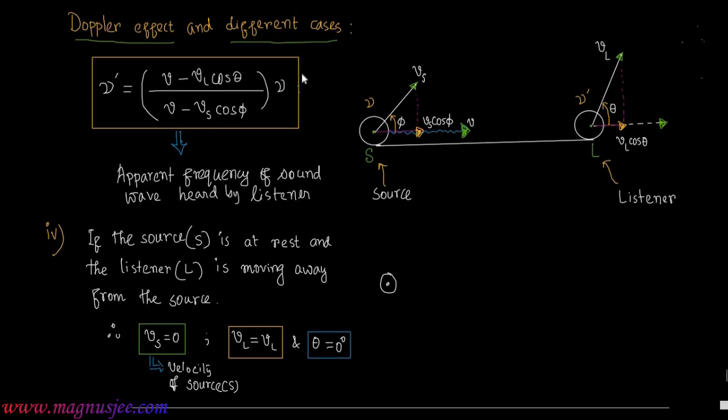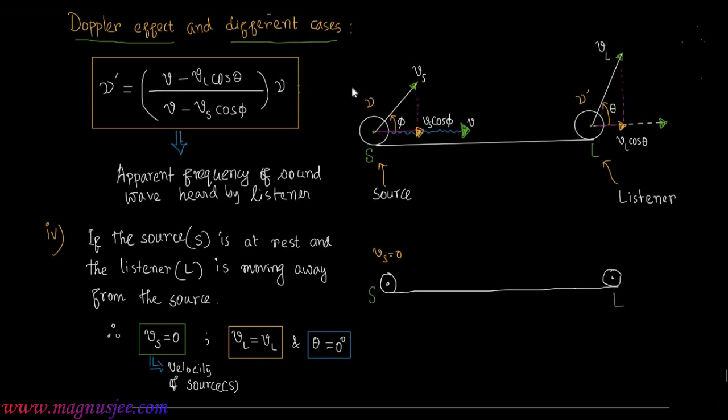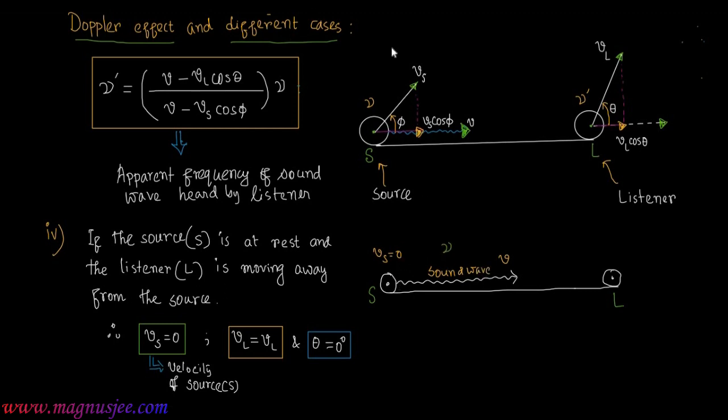Now we can draw the diagram again. S is the source of sound and the source is at rest, so for the stationary source Vs will be equal to 0. L is the listener, and the source is producing a sound wave which propagates towards the listener with the velocity v. Nu is the actual frequency of the sound wave produced by the source.